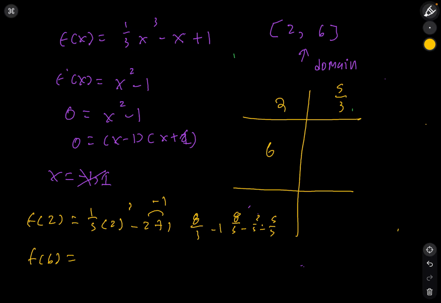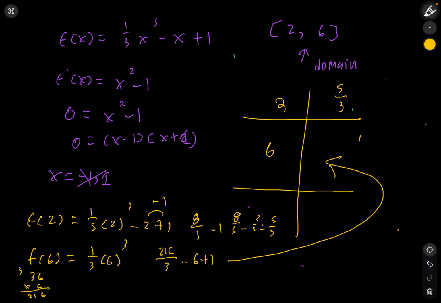F of 6 is equal to 1/3 times 6 cubed, which is 36 times 6, 216. 216/3 minus 6 plus 1. I'm not going to do the math, but this is obviously the maximum. And this is obviously the minimum.